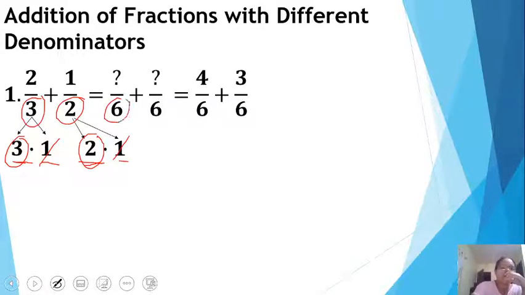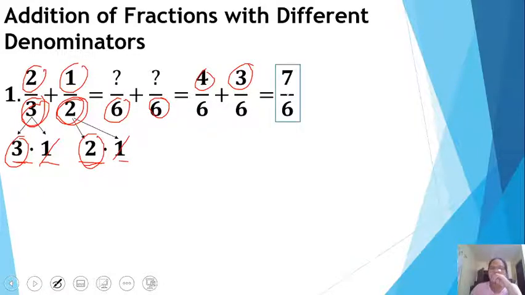For the first one, divide 6 by 3. 6 divided by 3 will give us 2. Multiply it to the numerator. 2 times 2 will give us 4 in here. 6 divided by 2 will give us 3. Multiply it to 1 in the numerator. 3 times 1 will give us 3. So that's the new numerators. And then add the numerators. Since they have the same denominators, you simply copy the denominator, 6.